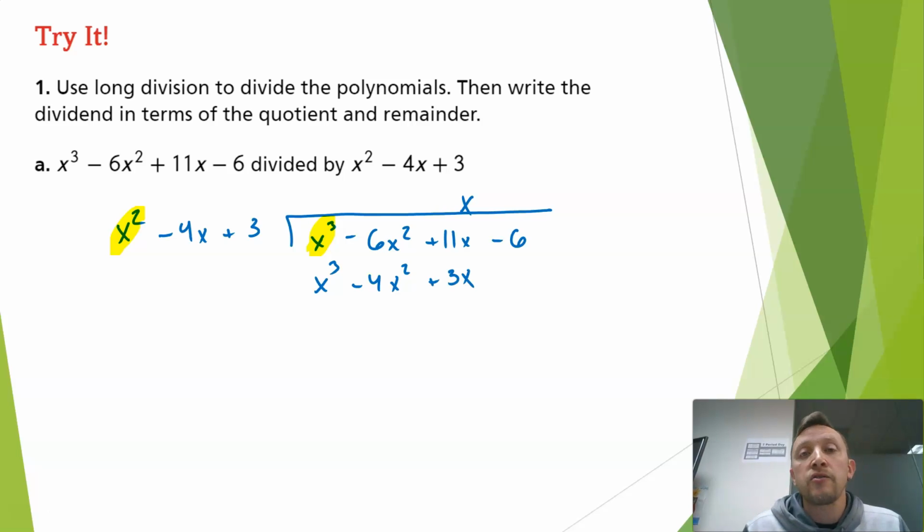So it doesn't matter that there's 3 terms here. Your first and only goal is to always get rid of just that first term. So then remember, we're going to subtract everything. Now I like to, like I said, distribute that minus through. So this would be a minus, this would be a plus, this would be a minus.